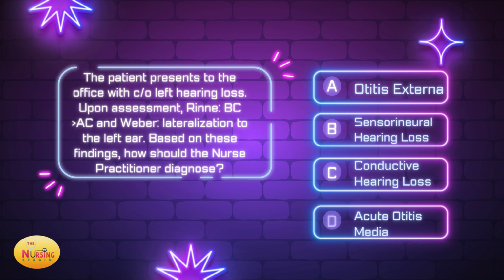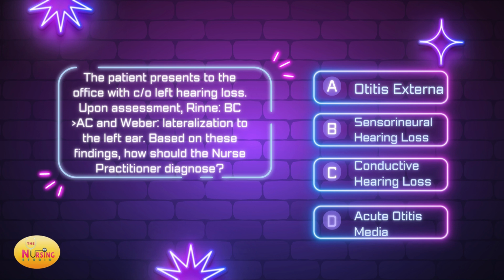All right, so now the nurse practitioner is furthering her assessment, completing that with Weber and Rinne. Rinne shows bone conduction is greater than air conduction. We know that's an abnormal finding. It should be air conduction is greater than bone conduction, right? By a 2-to-1 ratio. So okay, we're starting to think conductive hearing loss potentially. Weber, let's clarify and confirm this diagnosis.